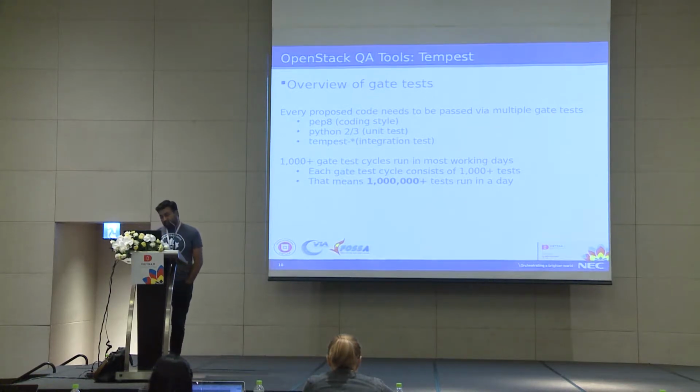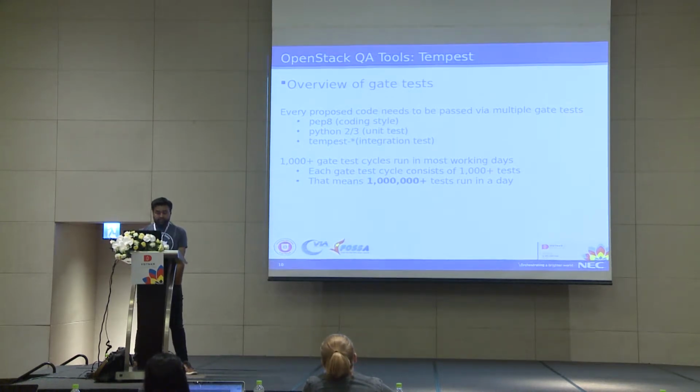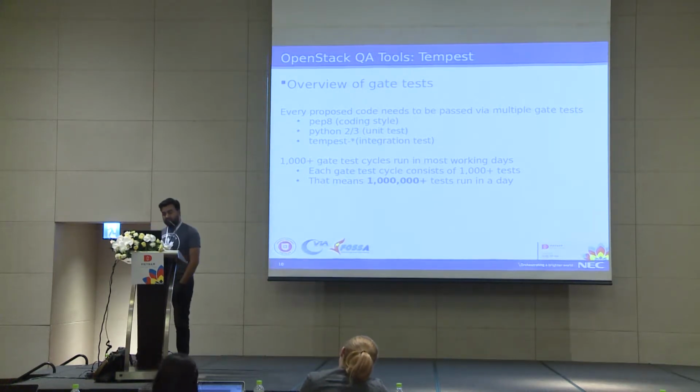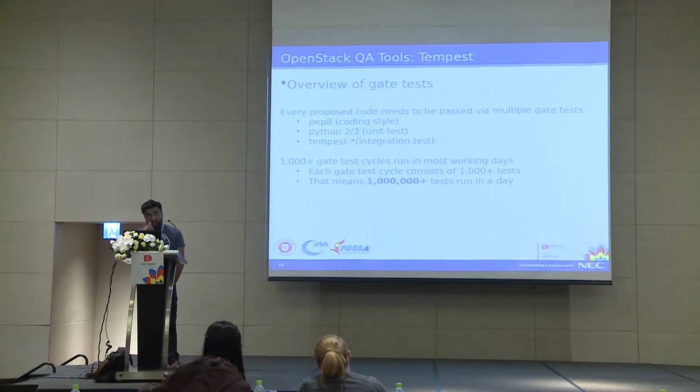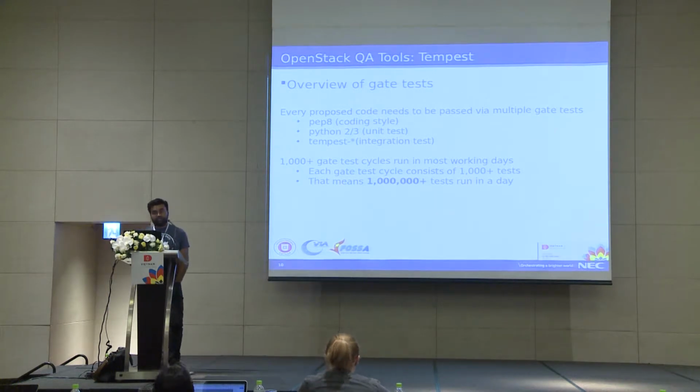So we have around 1,000 plus gate test cycles every working day, and each gate cycle has at least 1,000 plus test cases running. So in total, it is 1,000 plus tests running in a day. So that is the upstream testing, right? That's not on the production side. That's not on the customer-facing side.